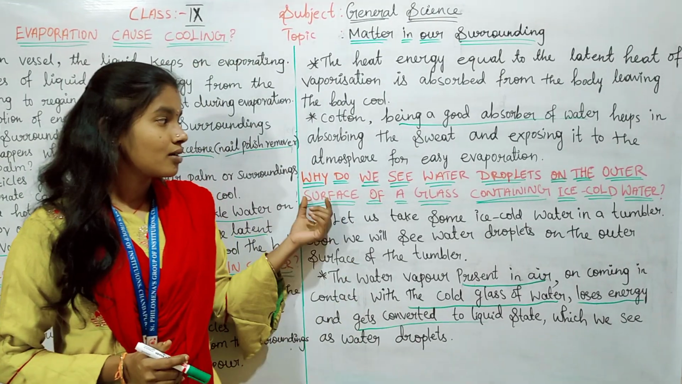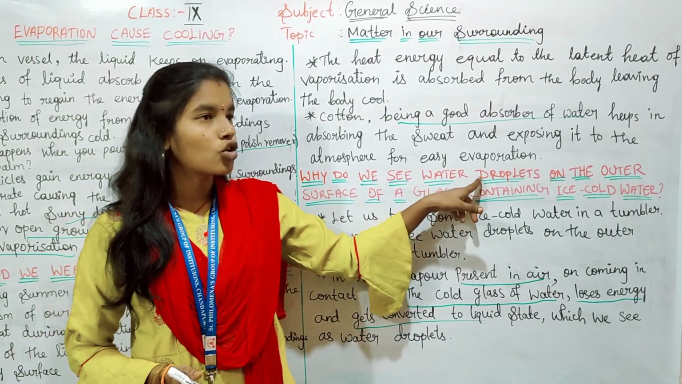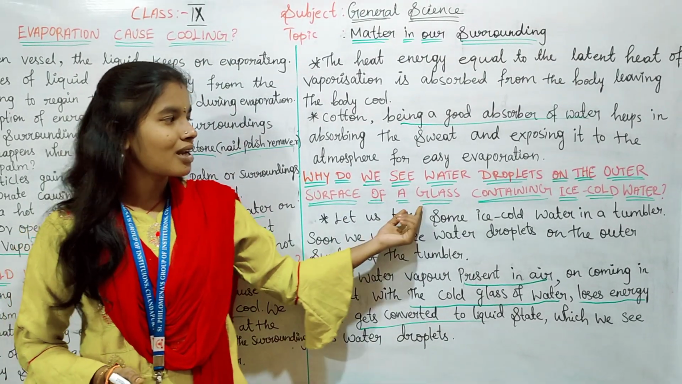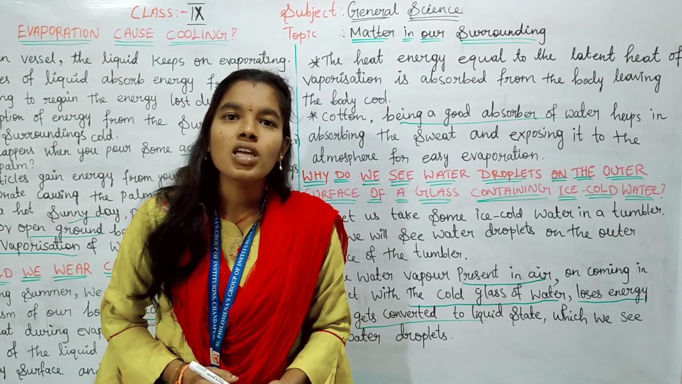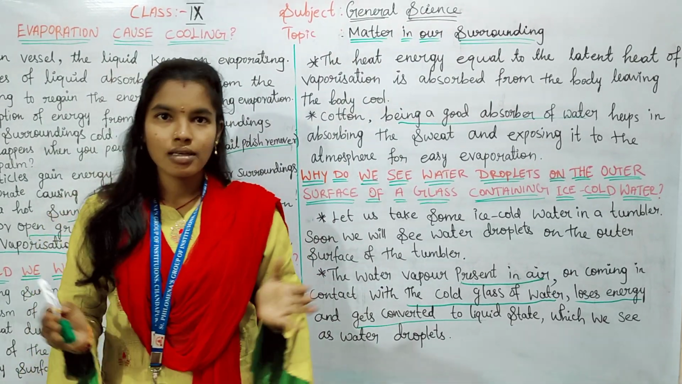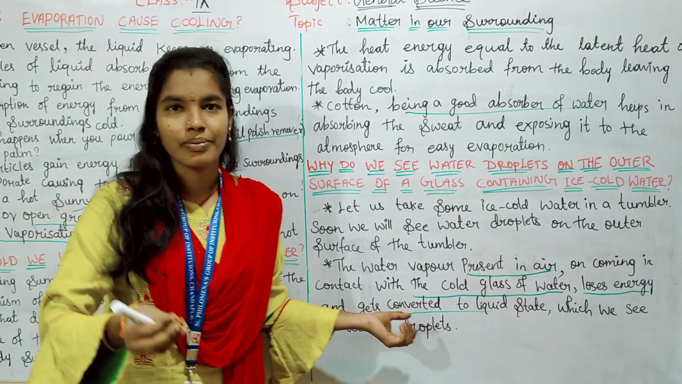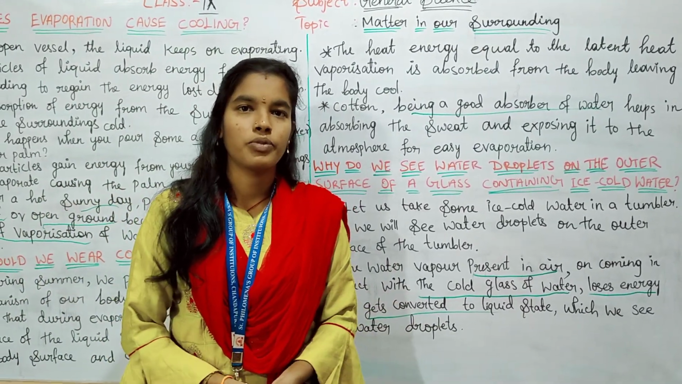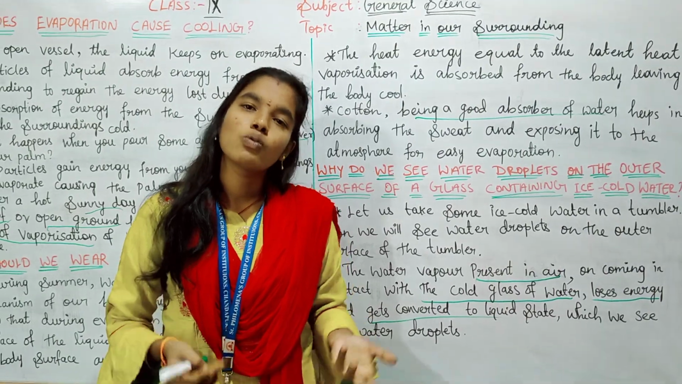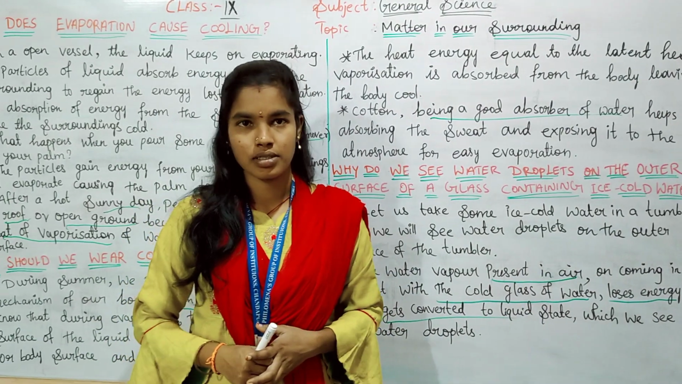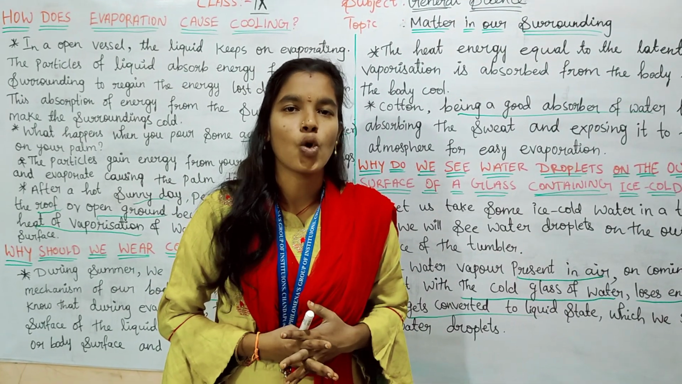So why do we see water droplets on the outer surface of a glass containing ice cold water? Because the water vapor present in air, on coming in contact with the ice cold water tumbler, loses its energy. So it is converted to liquid state, which we see as droplets.